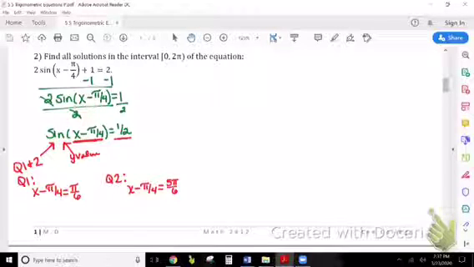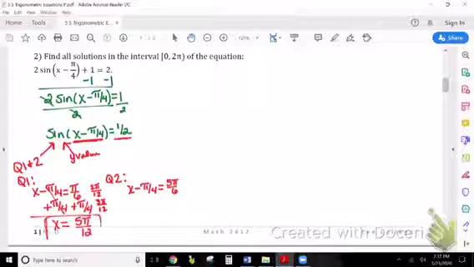And then all we have to do is actually solve for x. So we're going to add the pi over 4. And so we get x equals, now if you can do a common denominator, which remember would be 12, so this is 3 pi over 12 for the bottom one, and this is 2 pi over 12. So that gives us 5 pi over 12 for one of our solutions.